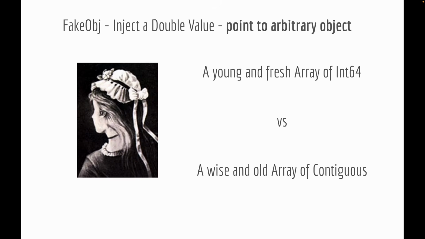Now, recapping for a second on the fake object. Instead of reading the address of an object as a double, which was the addrof primitive, we could inject a double and make it read as a pointer. That's the gist of the fake object primitive. The example is, you could see a young and fresh array of int64 or a wise and old array of contiguous, and that's a little bit how this primitive would work.